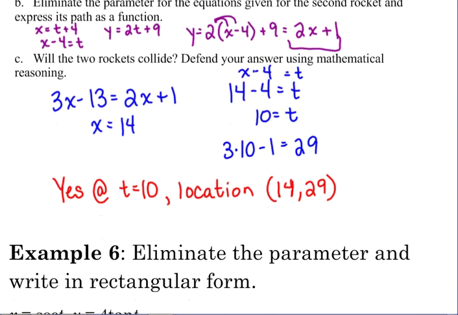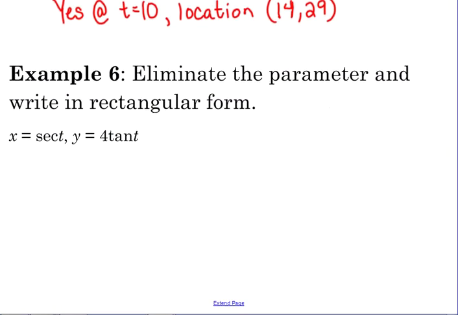All right, let me show you one more with the eliminating the parameter that has to do with trig, but it's not sine and cosine. So we still need to do the same thing. We need to get our trig functions by themselves. The first one is by itself. In the y equation it is not, so we need to divide by 4. And then second step is to square it. So we get x squared is equal to secant squared t.